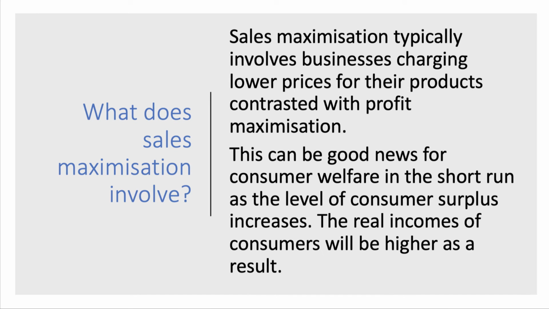So what does sales maximization involve? Well, typically it involves businesses aiming for growth. That normally requires them to charge lower prices for their goods and services, certainly lower prices compared with or contrasted with profit maximization. And you need to be able to show that clearly on a diagram in your exam. This, of course, has consequences for economic welfare, particularly consumer surplus. If businesses are aggressively cutting prices, then consumer surplus should increase, certainly in the short term, and lower prices might also increase the real incomes of consumers as a result. So think about some of the consequences of growth sales maximization for economic welfare.